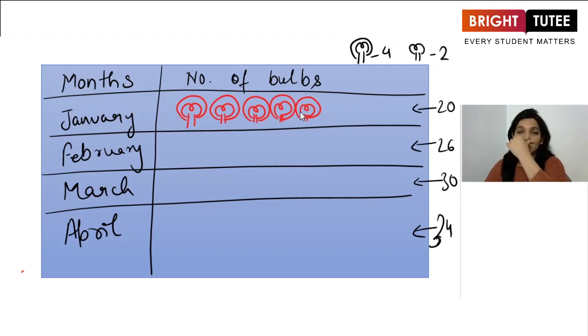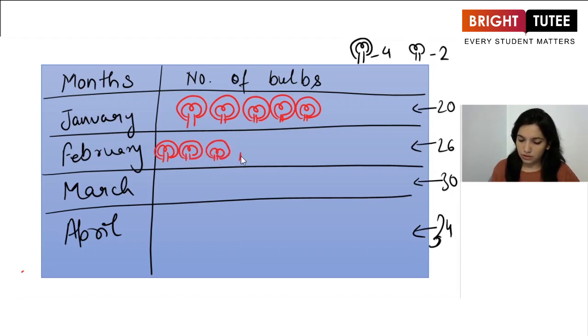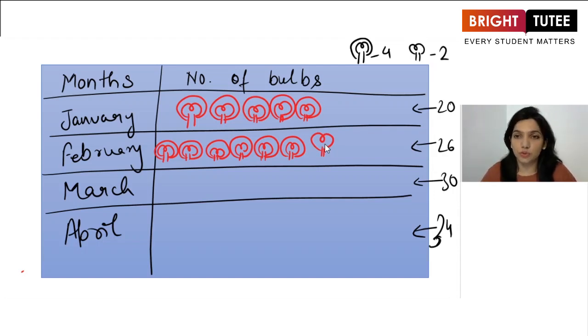Now the next one is 26 for February. So let us draw how many do we need? So starting from here, 1, 2, 3, 4, 5. So till 5 it is 20. Now we are drawing one more, so it will be 24. Now we need 2 more after 24. So let us draw one half image. So this is just a half image without the covering so that it represents 2. Clear?